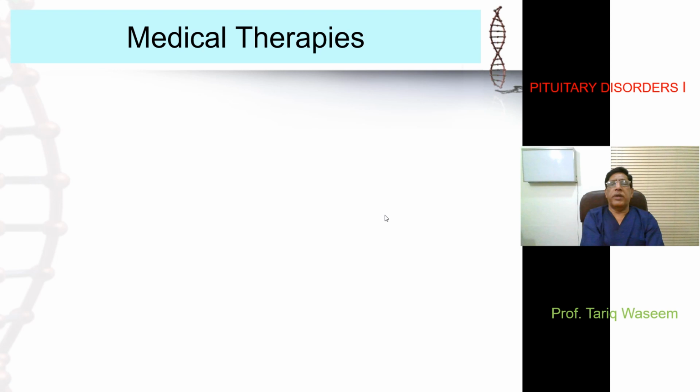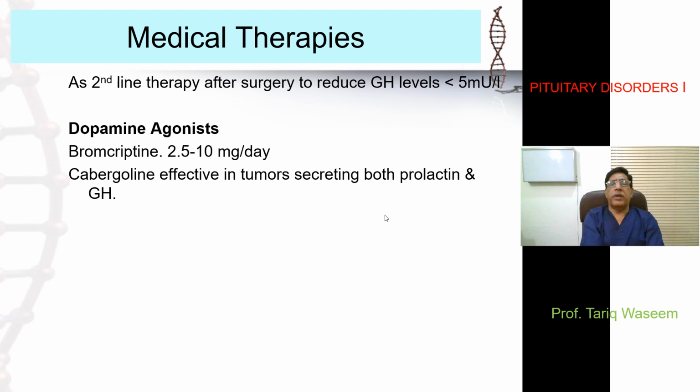The medical therapies are second-line therapy after surgery, to reduce the growth hormone levels to less than 5 microunits per liter. You can use dopamine agonists. We showed in the beginning that dopamine agonists like bromocriptine have a negative effect on the release of this hormone. So they would not affect the size of the tumor, but they would decrease the release of growth hormone. Bromocriptine is more commonly available. It can be used in a dose of 2.5 to 10 milligrams per day, depending upon the tolerance of the patients or the side effects.